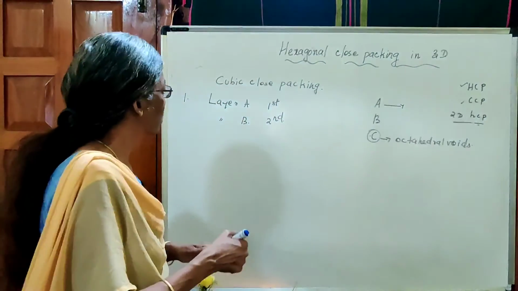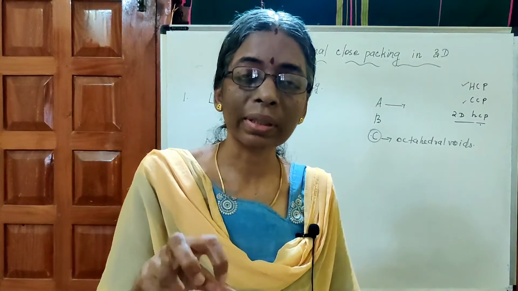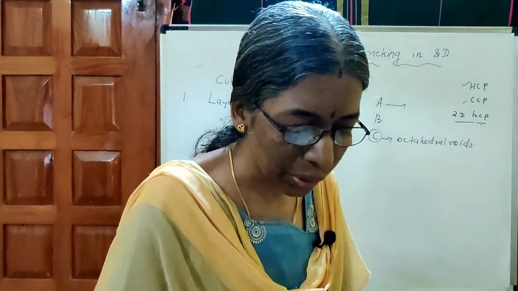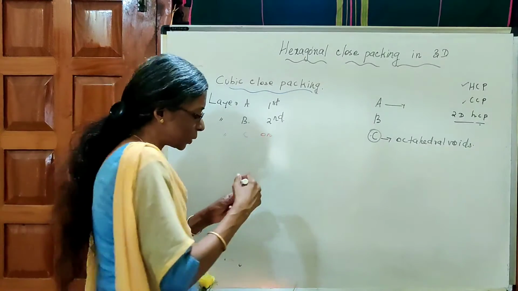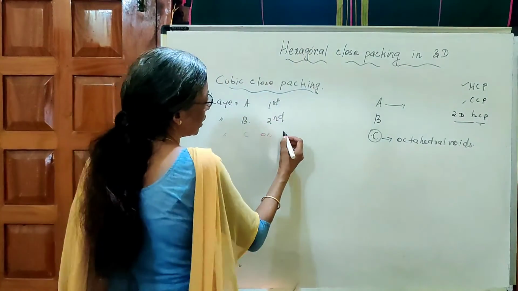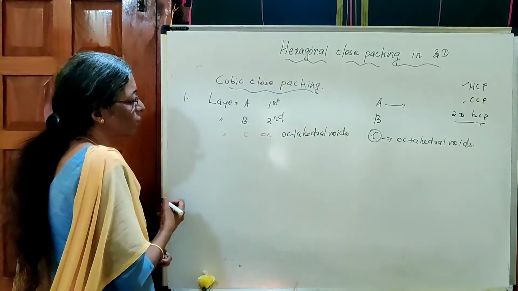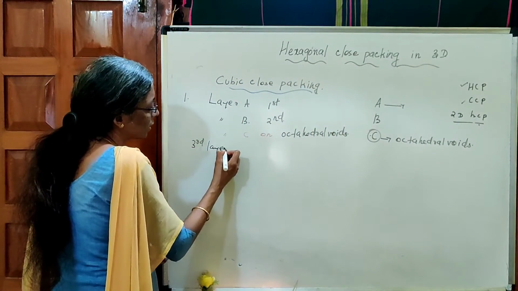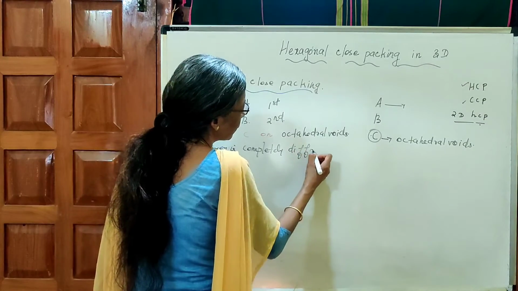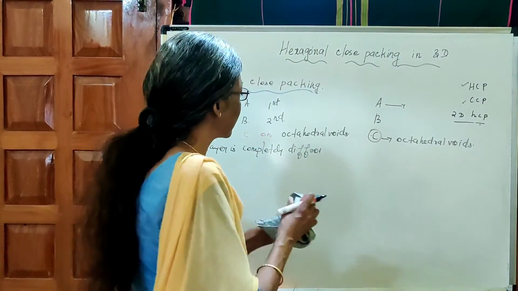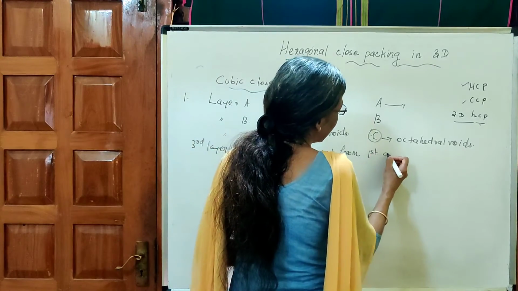Okay, here students listen. In cubic close packing, we have already seen the first two types of voids: tetrahedral voids and octahedral voids. Now what we are going to do is place layer C on octahedral voids. So remember this one, the third layer is completely different from the first and second layer.